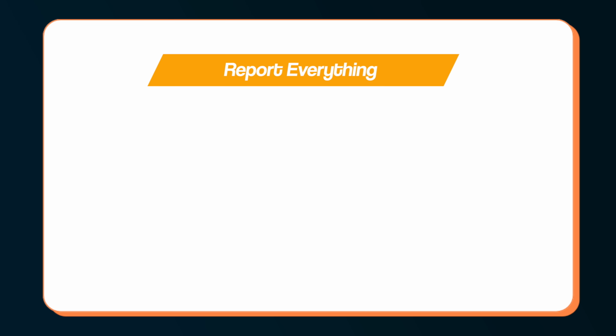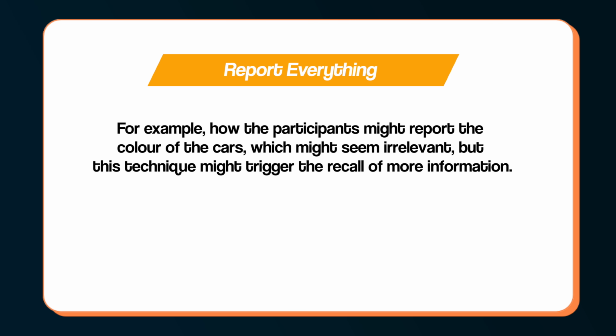4 marks. There are 4 parts to the cognitive interview, 5 if you count the enhanced cognitive interview, so here you need to pick 2 of them and relate them to the situation. So you could write about report everything and then apply that by giving an example of what that might look like in the scenario. For example, how the participants might report the colour of the cars, which might seem irrelevant, but this technique might trigger the recall of more information.